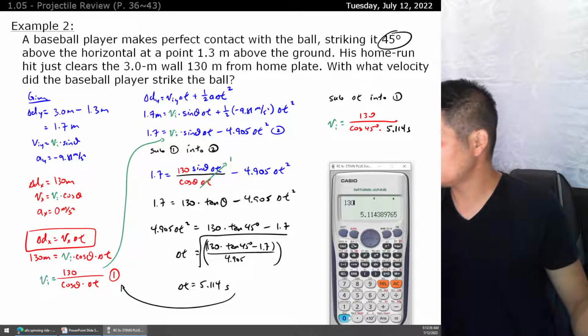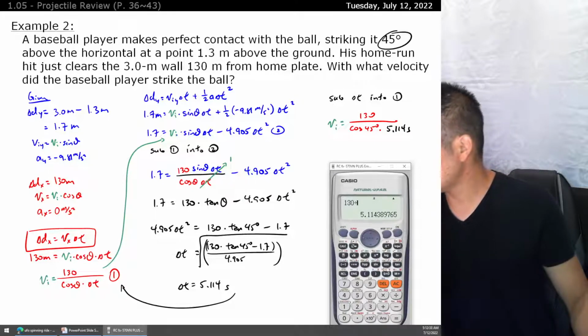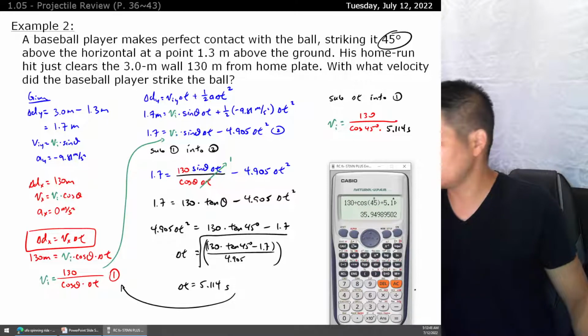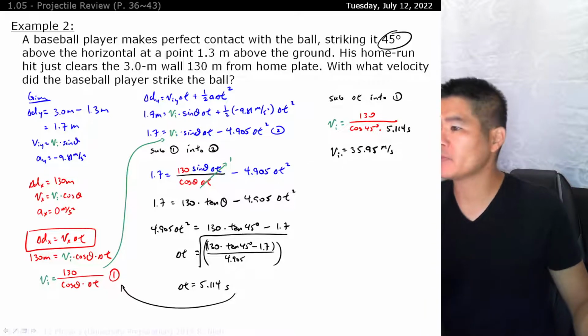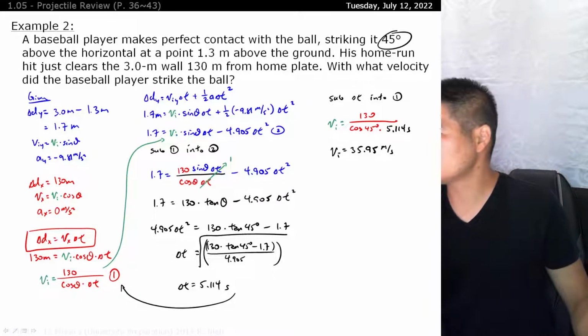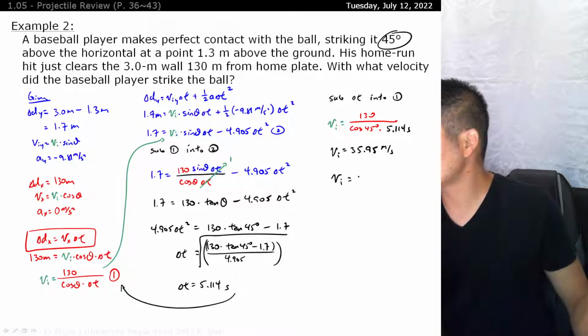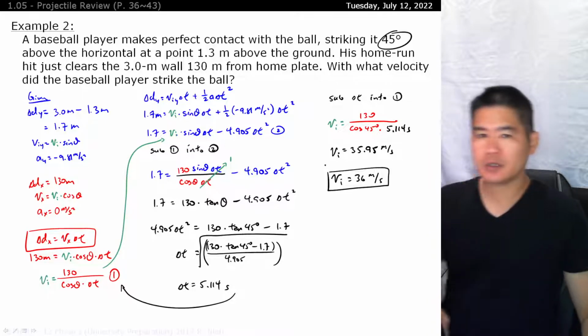So 130 divided by cosine of 45, divided by, again, because I didn't put in brackets, 5.114, and we'll get the answer of 35.95 meters per second. And that's our VI. Taking a look at the problem, 2 sig figs are worst case, so our VI is equal to 36 meters per second. And we're done.